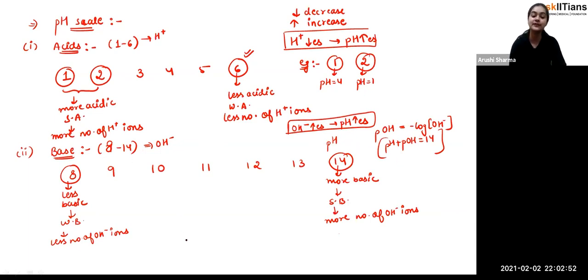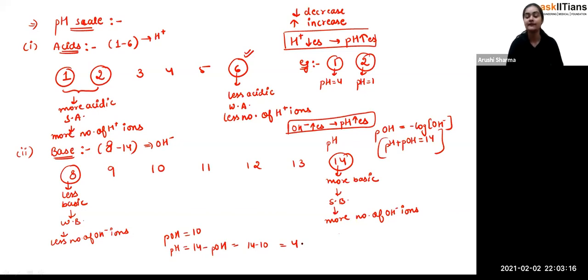If someone gives you that the pOH of the base solution is 10, what's its pH? You can easily find it out: 14 minus pOH, that equals 14 minus 10, that is 4. That means its pH is 4. So that's how you can solve your question.